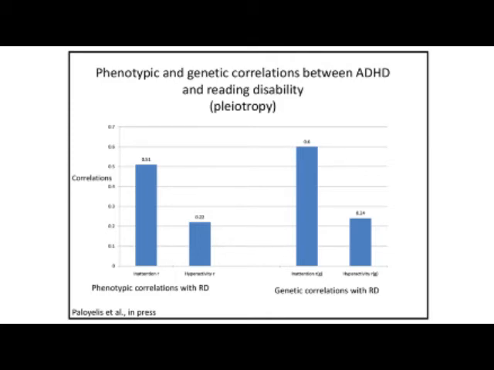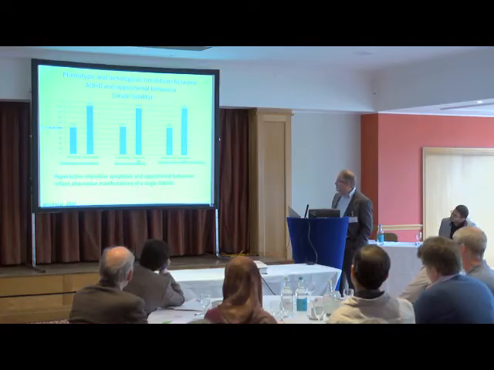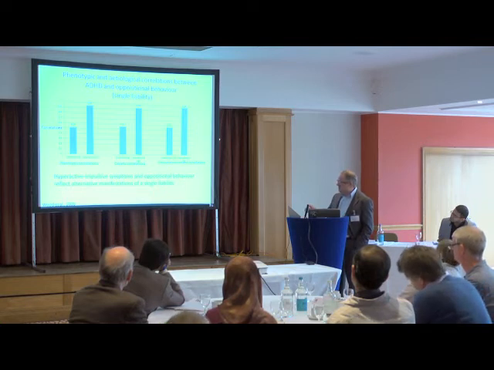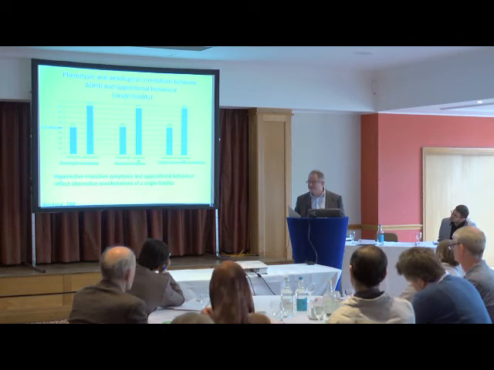But you could take another phenotype like oppositional behaviour. And here what you see is very strong relationships to hyperactivity and impulsivity and a much weaker relationship to inattention. And that's at the phenotypic level, the genetic level, and also in terms of environmental correlates. So actually oppositional behaviour is very much core to ADHD. It's very tightly linked in with hyperactivity and impulsivity symptoms.